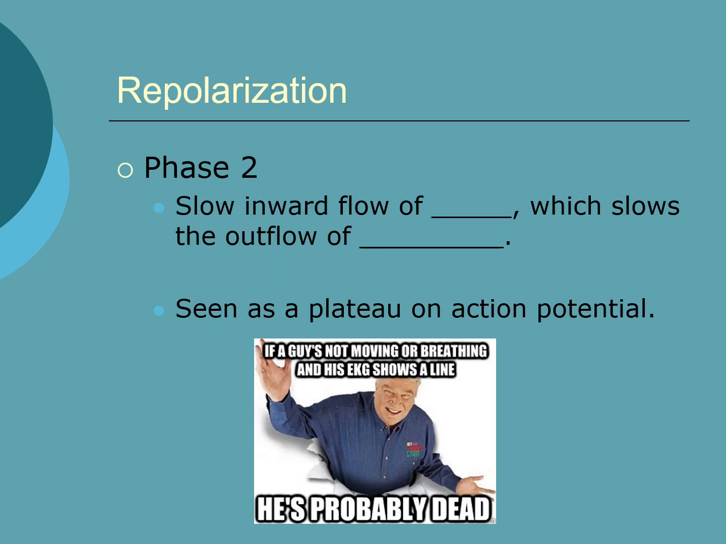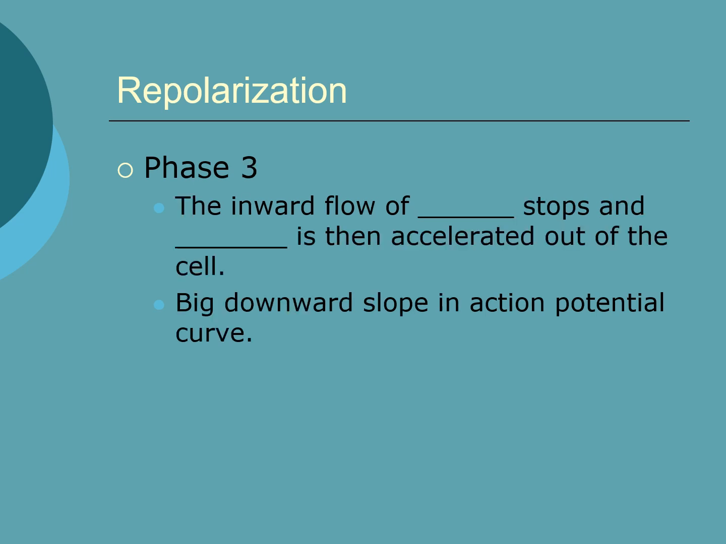When we get to phase 2, you have the slow inward flow of calcium, which slows the outflow of potassium. This is that plateau that you've seen on that action potential from that previous slide. So that calcium will slow potassium from coming out of the cell in phase 2 of repolarization.